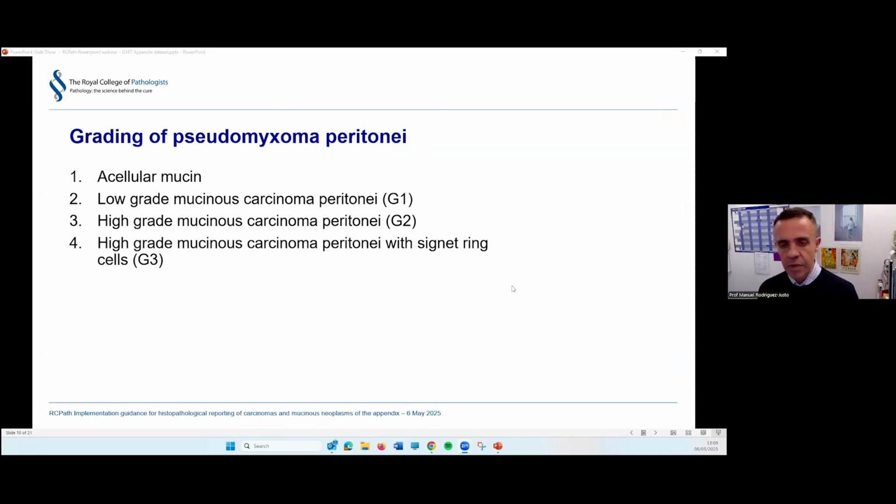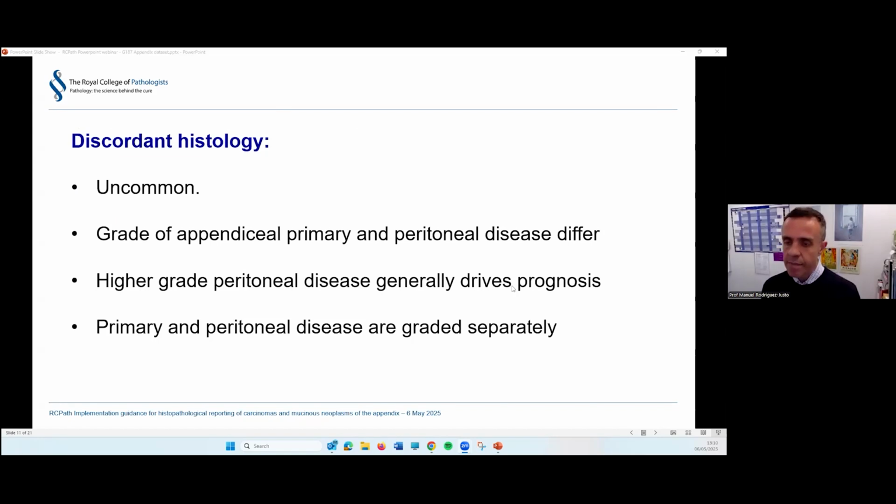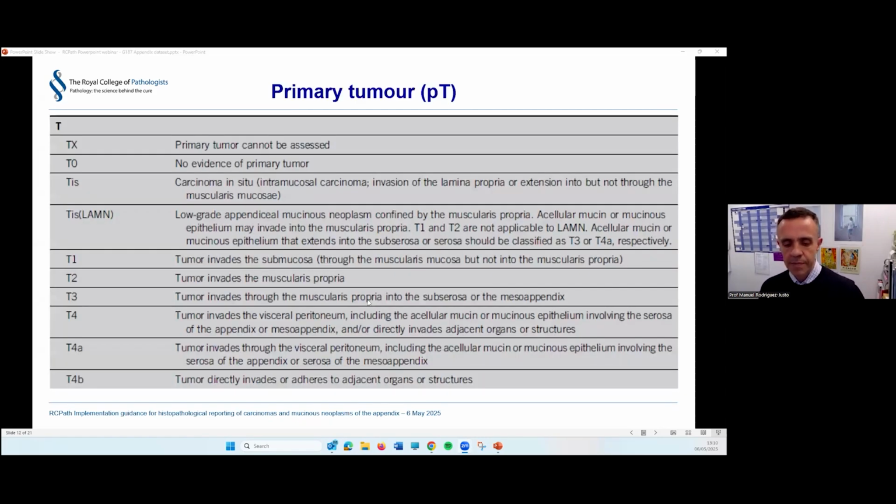The grading of the pseudomyxoma is slightly different than the appendix. You can have only acellular mucin. You can have low-grade mucinous adenocarcinoma, which we call grade 1, high-grade, grade 2, or whenever you have lots of mucin with signet ring cells, that's a grade 3. And it's not very rare, it's not uncommon, that you can have this discrepancy between the primary and the cytology in the pseudomyxoma. This is very important to know, because the most important thing is the degree of the atypia of the cytology in the pseudomyxoma, because this is going to dictate the prognosis. And what we have included in the guidelines is that you have to grade separately the primary in the appendix and the pseudomyxoma.